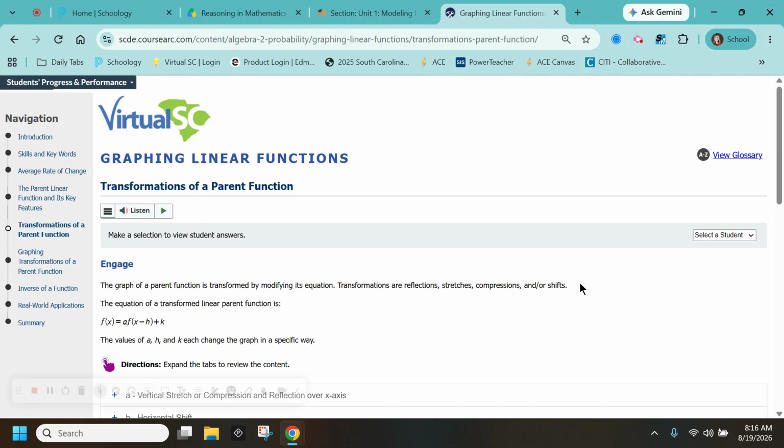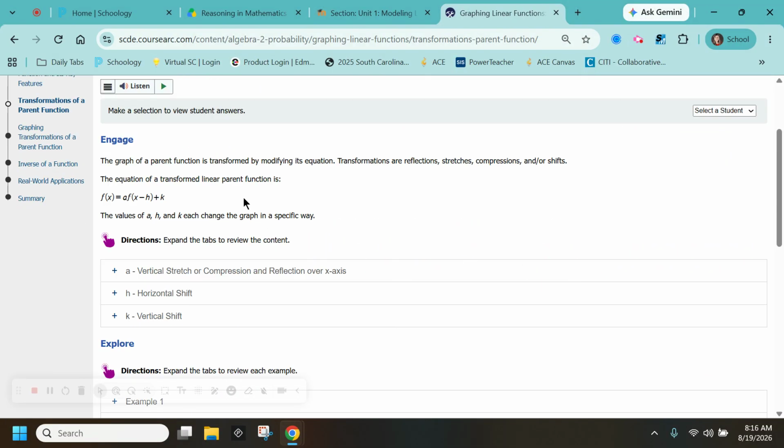Let's look at some of those transformations. So the equation of a transformed linear parent function is in the form of f(x) = a·f(x - h) + k. So the values of a, h, and k each change the graph in a specific way. So let's look at what they do.